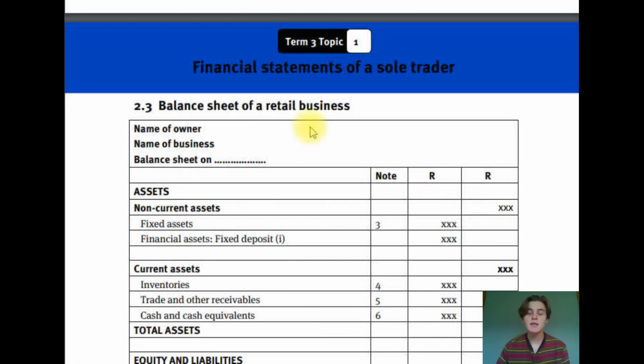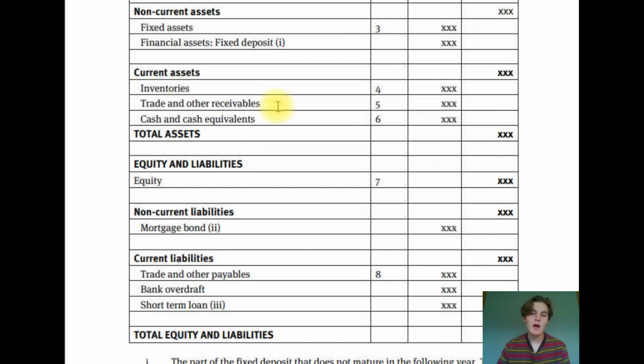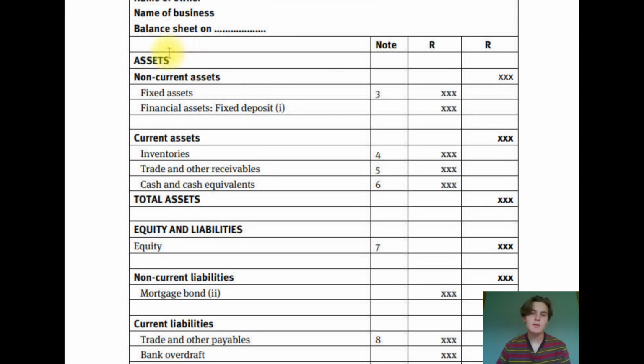Next, we will look at the balance sheet of a sole trader. So your balance sheet contains your assets, equity, and your liabilities. So the first amounts that we have to calculate will pertain to assets, and assets can be split into two categories, non-current assets and current assets. Your non-current assets are assets that are relevant for 12 months or longer. So this will pertain to fixed assets, which pertains to accounts such as vehicles or equipment. And then you have financial assets. So in this case, they've stated fixed deposit as their financial asset, but this fixed deposit must be relevant for more than 12 months. An example of this is they put 50,000 Rand into a fixed deposit for 3 years.